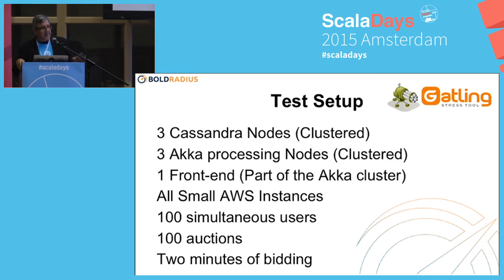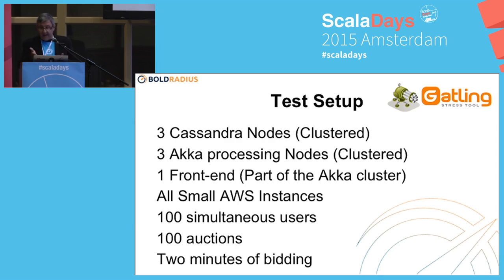Our test setup: the minimal instance is 3 Cassandra nodes clustered, 3 Akka processing nodes, that is backend nodes, and 1 front end, which was running Spray in this case. We tried it with Akka HTTP, but it was a little too early for Akka HTTP at the time. We wanted higher scale than it could do. All of them were on what they call small AWS instances, so there's no serious compute power involved here.